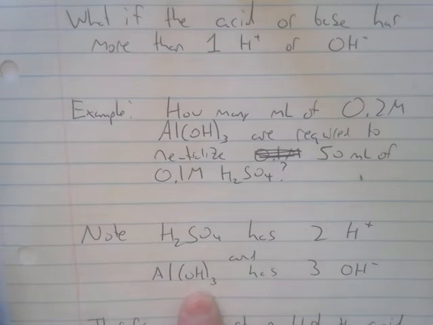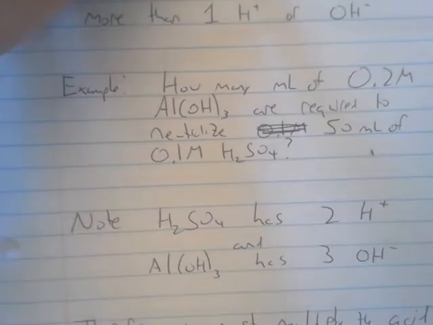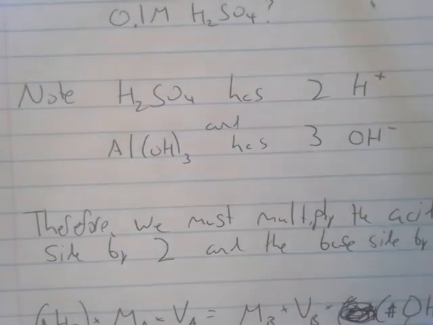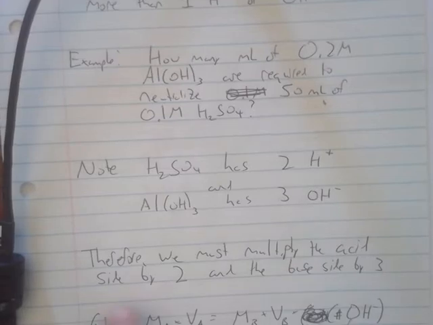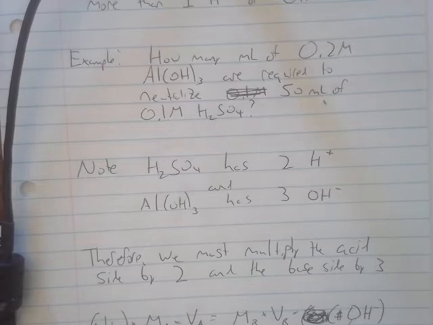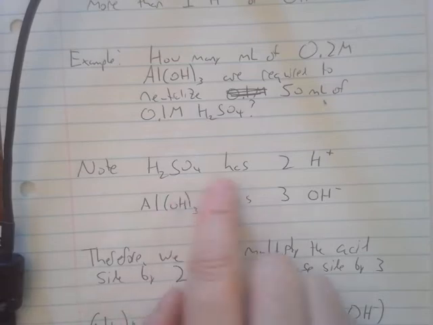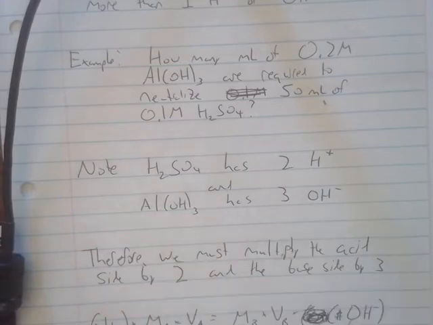So I'm still going to use the same formula, but I have to adapt it a little bit because, as I just stated, there are more H's and more OH's. So here's how I'm going to fix the problem. Therefore, we must multiply the acid side by 2 and the base side by 3. Now, how do I know to multiply the acid side by 2 and the base side by 3? Again, I just said the H2SO4 has 2 H pluses, and the base, the AlOH3, has 3 OHs. So the acid side gets multiplied by 2, the base side gets multiplied by 3.